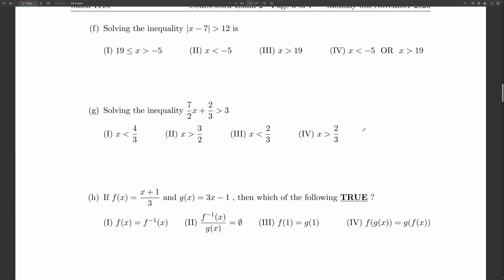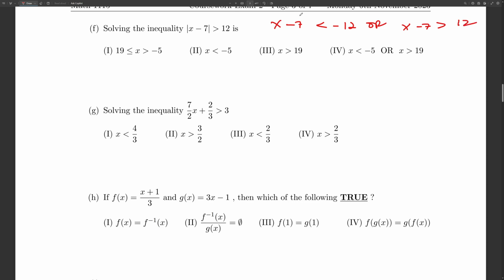Moving on to part F now. We have to solve this inequality here. We need to do some work on this modulus sign, remove it, and find an inequality. I'm going to skip a lot of steps and go straight to x minus 7 is less than negative 12 or x minus 7 is greater than 12.